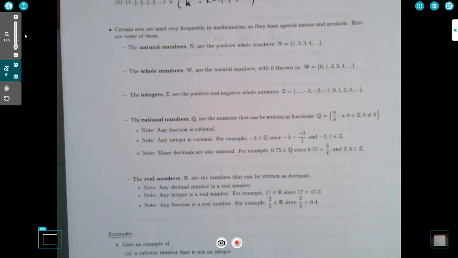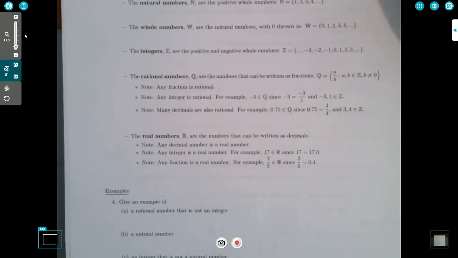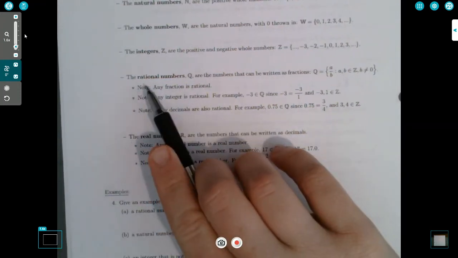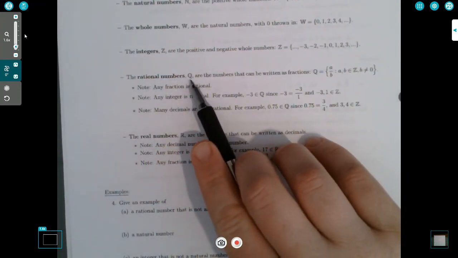Okay. The next set that's really commonly used is called the rational numbers. The rational numbers get the letter Q.